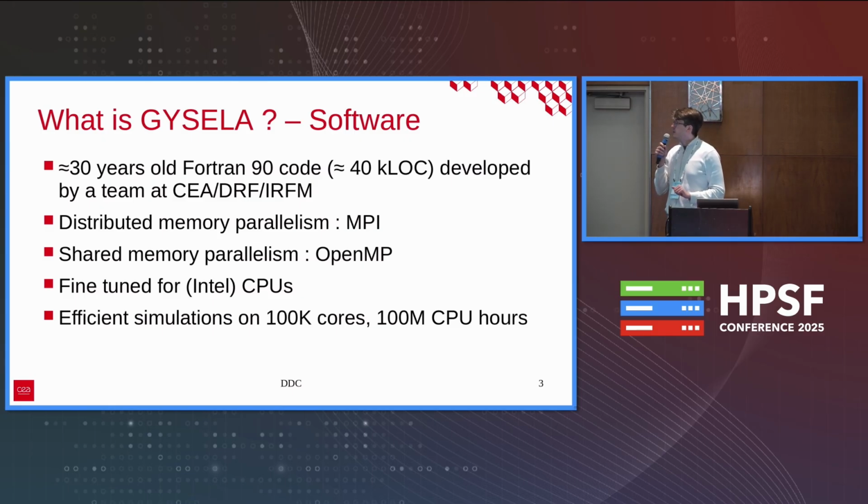The Gysela application is a 30-year-old Fortran 90 code that is not that large. We count roughly 40,000 lines of Fortran code, developed by a team at CEA in the south of France in Cadarache. Regarding parallelism, they use quite classical software, so MPI for the distributed memory parallelism, and OpenMP for the shared memory parallelism. It still runs efficient simulations on hundreds of thousands of cores, consuming 100 million CPU hours.